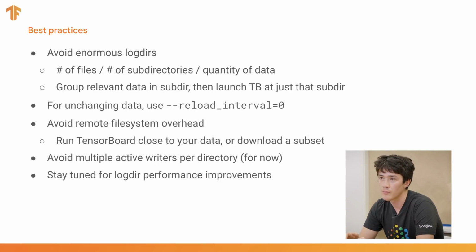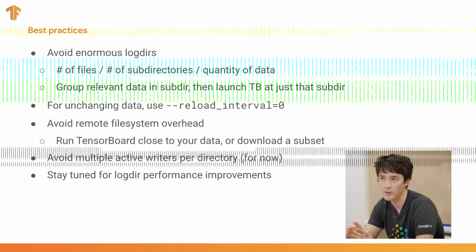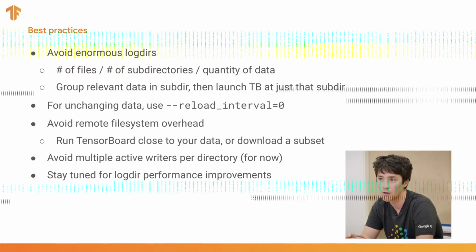And just to review some of this section, there are some best practices, at least in the current TensorBoard, for getting the best performance. One of the basic ones is to avoid having enormous log directories in terms of the number of files, subdirectories, and quantity of data. This doesn't mean the overall log directory has to be small. It just means that TensorBoard itself will run better if you can launch it at a directory that contains only the data relevant to what you want to examine. So a hierarchical structure, where you can pick an experiment subdirectory or group a few experiments together, works really well here.